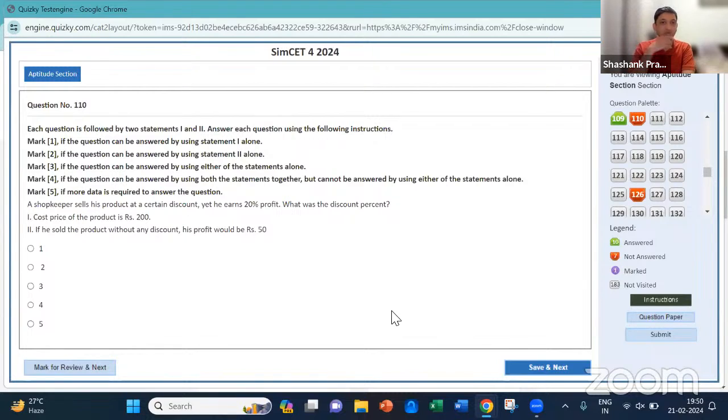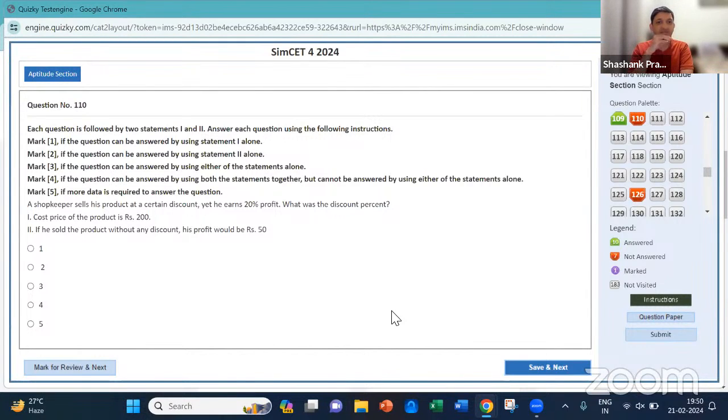Fair. Shopkeeper sells his product at a certain discount, yet he earns 20% profit. Great. Cost price is 200 and 20% profit. So that much I know that 240 is the selling price. But discount percentage will not be able to get. If he sold the quantity without any discount, his profit would be rupees 50. Okay? Without discount, his profit would be 50, but discount apply किया तो नहीं पता मेरे को.